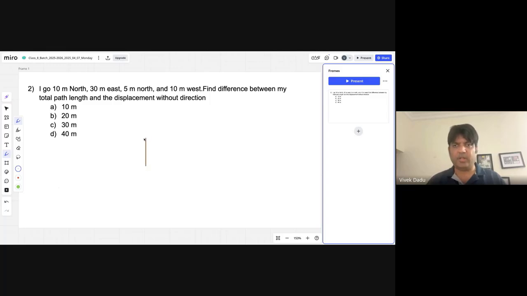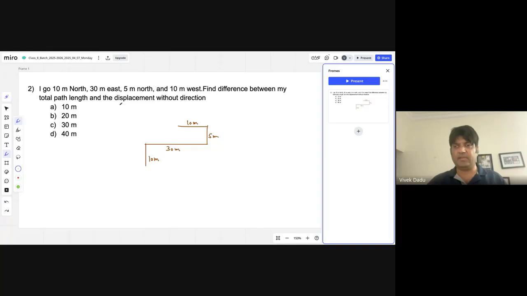Okay, Myra, see, we go 10 meter north. Any problem? Then we go 30 meter east. East is this. Then we go 5 meter north. And then we come back, if you see, 10 meter west, right? So this is the displacement. So TPL, though, no problem.